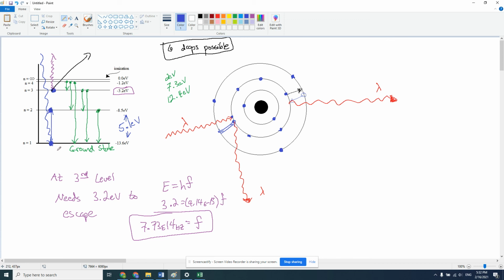And people often ask, well, what happens next? Usually the electron is just going to drop right back down. Why is it going to drop right back down? Because there's an open spot in a lower energy state. And if it drops to the lower energy state, it becomes more stable.